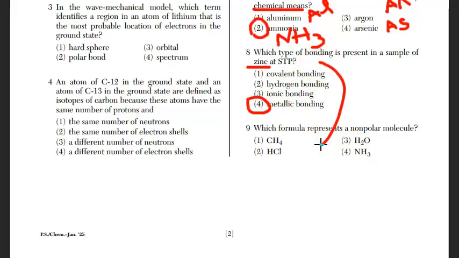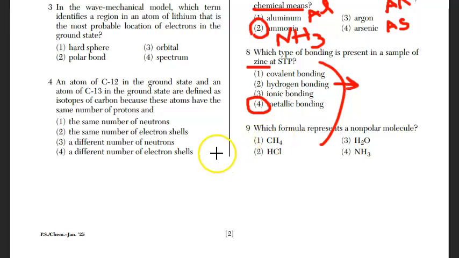Covalent bonding is between nonmetals. Hydrogen bonding is actually not a bond per se. It's a molecule to molecule attraction, a strong attraction, but it's called hydrogen bonding. That's the terminology that's used. Ionic bonding, that's your salts. That's between a metal and nonmetal or nonmetals. But when it comes to metals, it's metallic bonding.